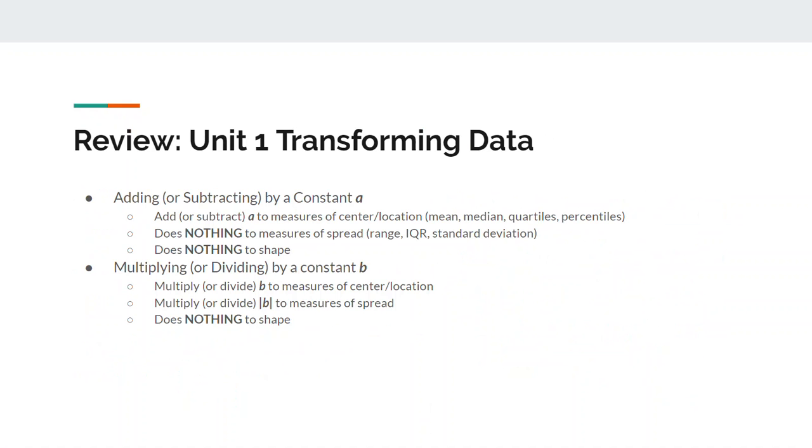When you're dealing with multiplying and dividing, you actually multiply and divide everything. Center, location, and spread all get that number multiplied or divided. And in both cases, it does nothing to shape.